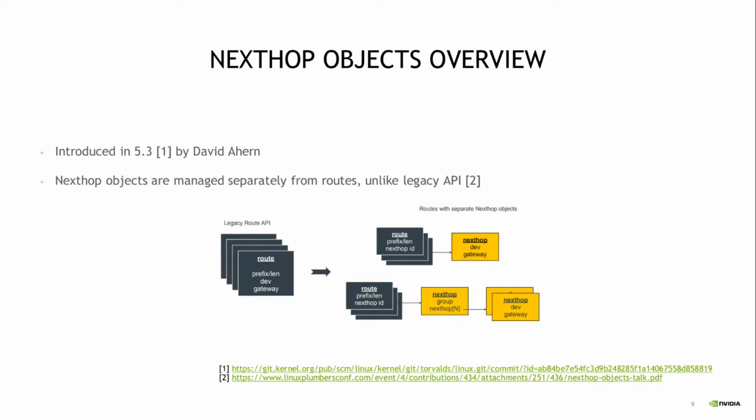So on the left, you can see the legacy API, where routes and the associated NEXTHOPs are configured in the same message. But with the new model, with NEXTHOP objects, we can first configure the NEXTHOPs as separate objects and then point a route to them by specifying the NEXTHOP ID. Let's look at an overview of the interface in the next slide.